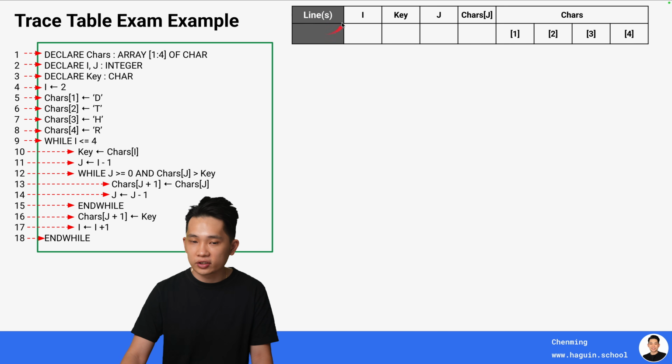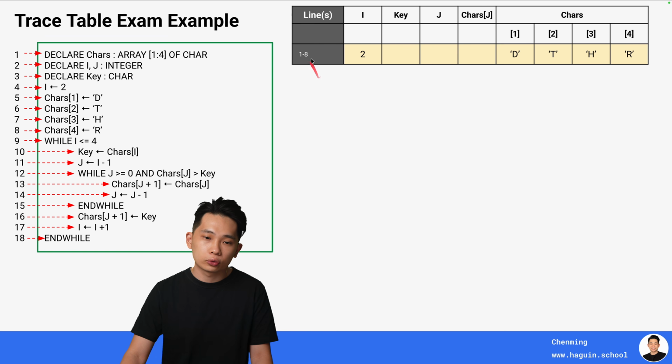I added this so that it's easier for us to track and for me to do this demo here. And now let's just go through step by step. First of all, let's go through lines 1 to 8. What does it do? So line 1 all the way to 8, these are all basically assignments.